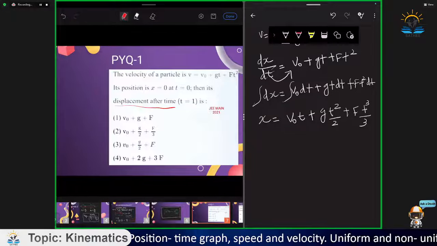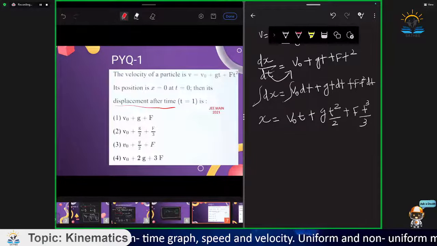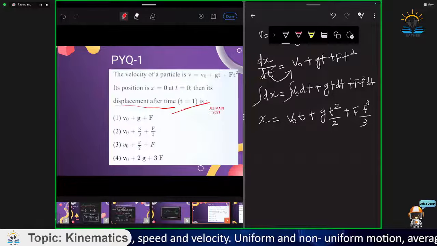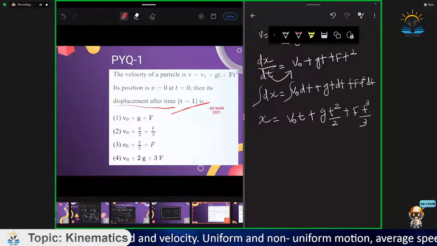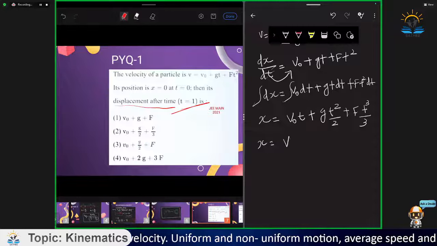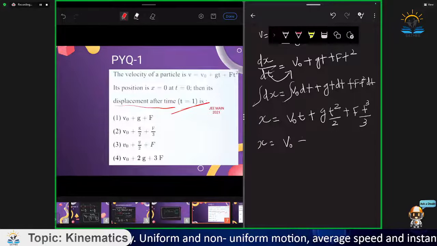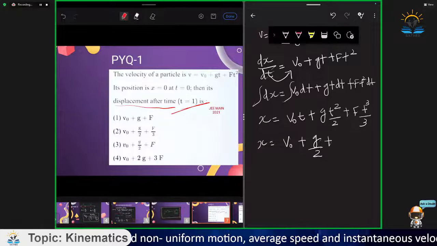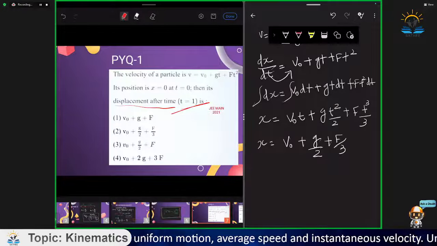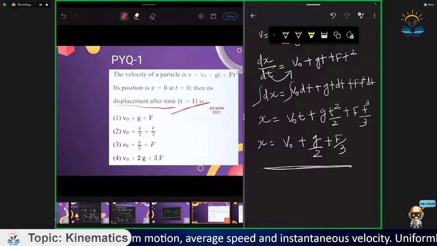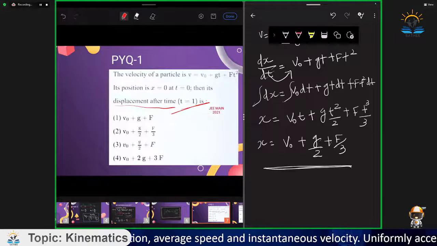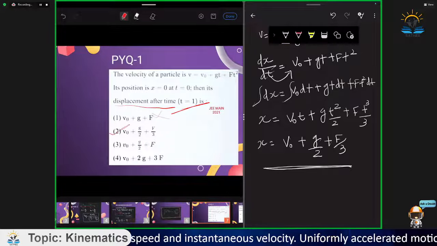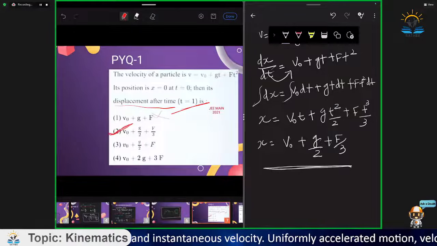Then, given time t equal to 1, what is the displacement? So x is equal to v0 into 1, that is v0, plus g by 2 into 1 square, that is g by 2, plus f by 3. So this will be the answer: v0 plus g by 2 plus f by 3. So option 2 is the right answer.